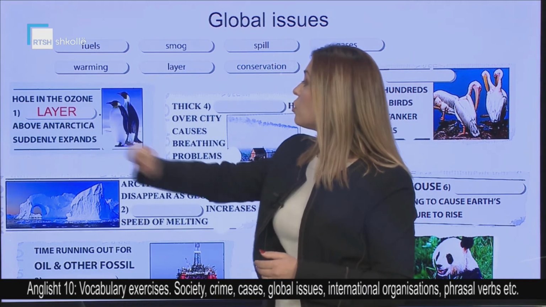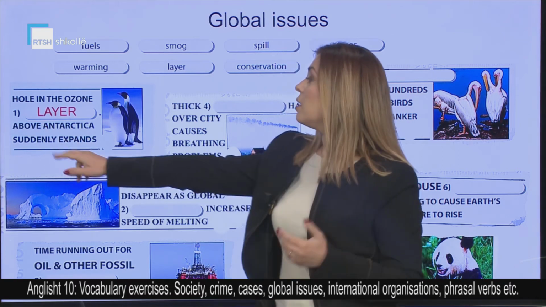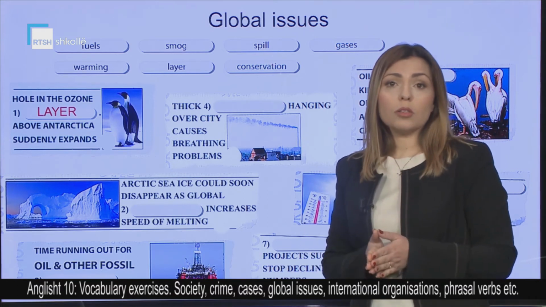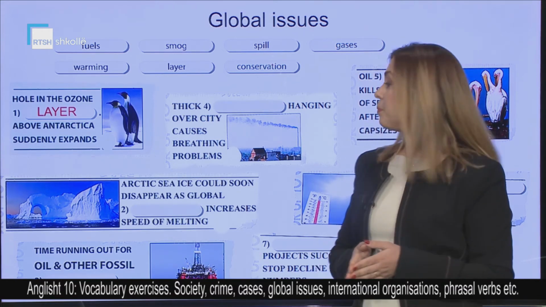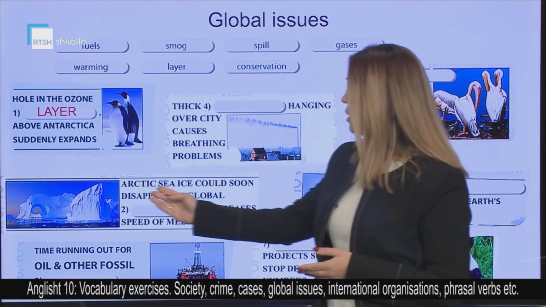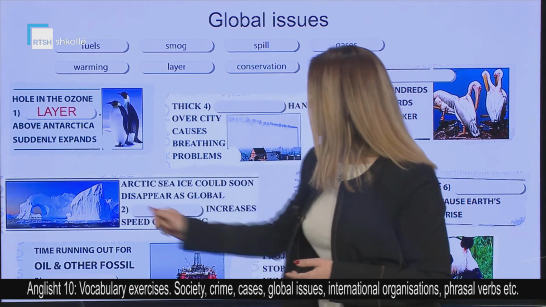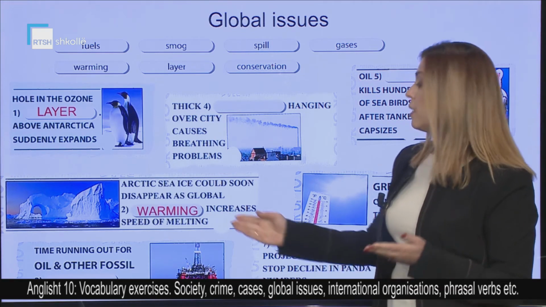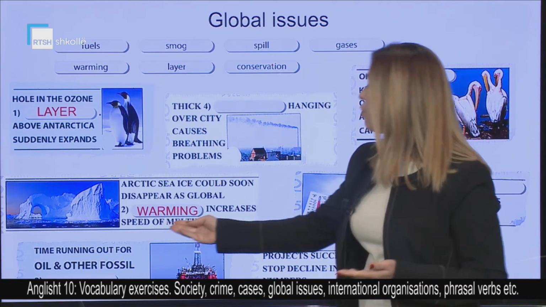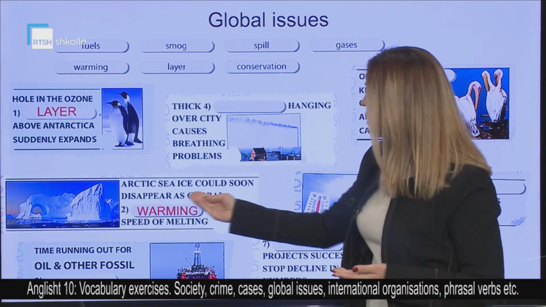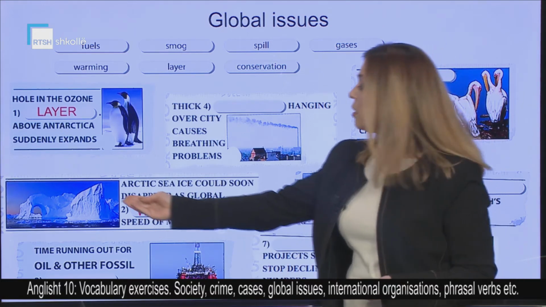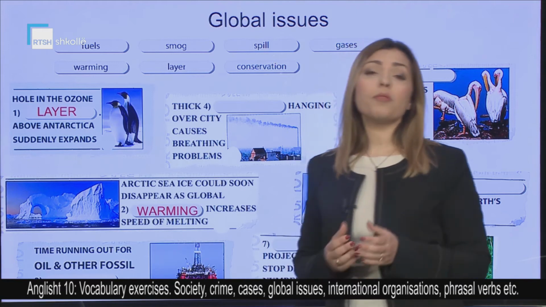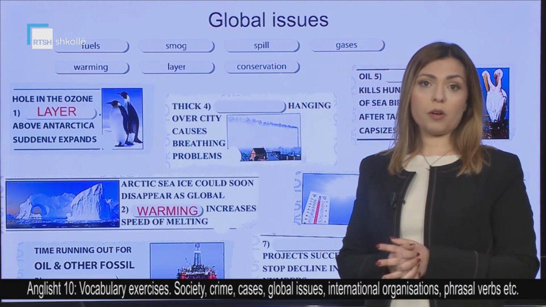So the hole in the ozone layer above Antarctica suddenly expands. And this problem has created what? The global warming, of course. Number 2, Arctic sea ice. We can see the ice here, could soon disappear as the global warming increases the speed of melting. We have got global warming, and in this case, the ice might be melting. That's why we're saying that we have to be very, very careful and protect the environment.